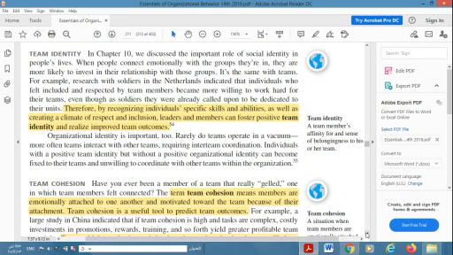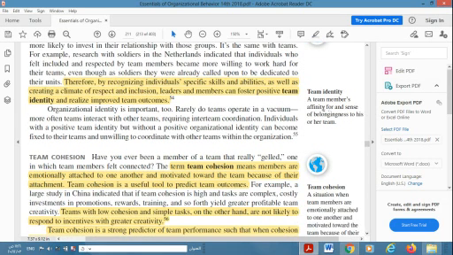Team identity, therefore, by recognizing individuals' specific skills and abilities, as well as creating a climate of respect and inclusion, leaders and members can foster positive team identity and realize improved team outcomes. So what do you mean by team identity? Team members' affinity for and sense of belongingness to his or her team.